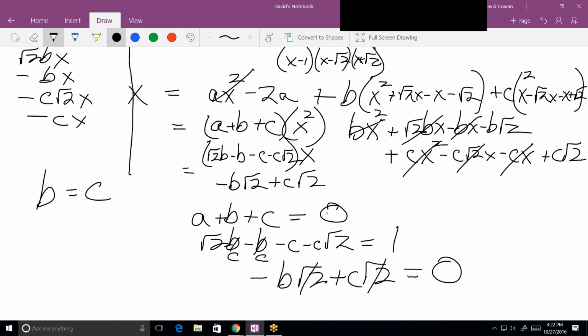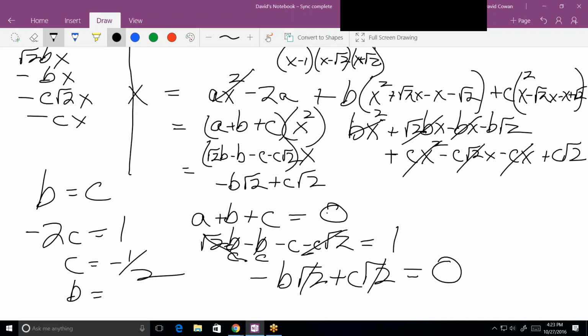If I substitute each of these B's for a C, now I've got a C root 2 and another minus C root 2. So what I'm left with is minus C minus C. So I got minus 2C equals 1. C equals negative 1/2. Okay. B equals negative 1/2. And A must be positive 1. In other words, now I can solve for A. That should be your 3 solutions.